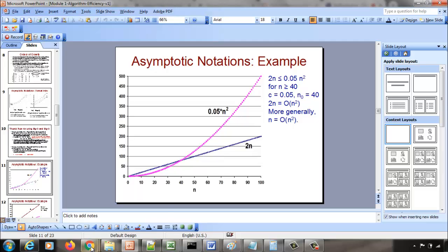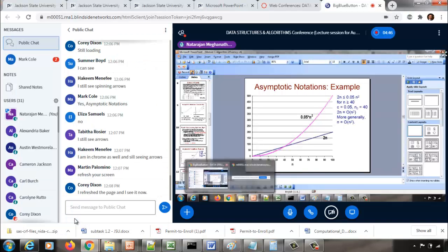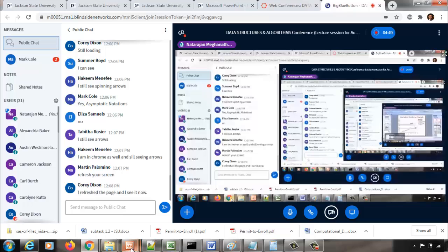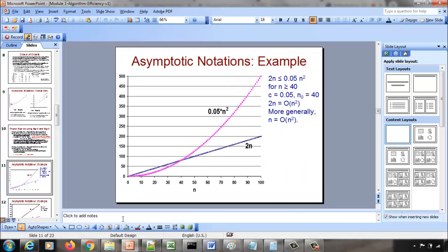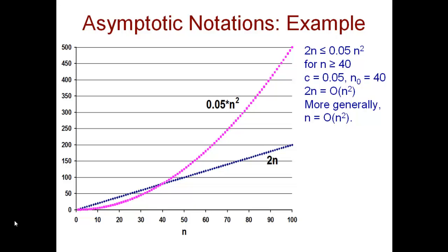Okay, I'm just coming back to check if someone still has any problem. Alright, so the two functions are 2n and 0.05 n square. I am plotting them with the n values as n increases, say from 1 to 100. These are the values of the two functions. The blue line is the 2n function and the pink curve is the 0.05 n square function.